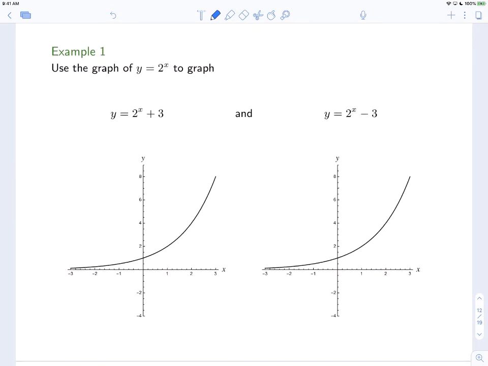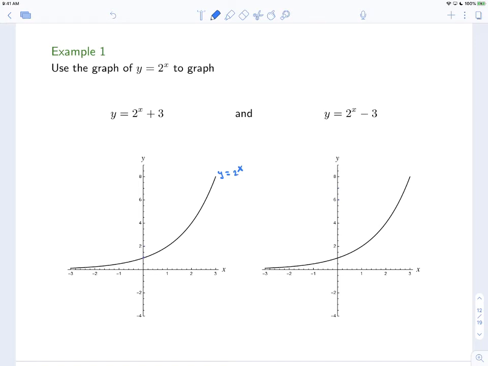Let's look at an example. Use the graph of y equals 2 to the x to graph these two shifts. One is a shift up and one is a shift down. So first we're looking at y equals 2 to the x plus 3. So how are we going to go about doing this? Well, basically we start with this graph of y equals 2 to the x, which is what we have here, and we just want to shift it up by 3 units.